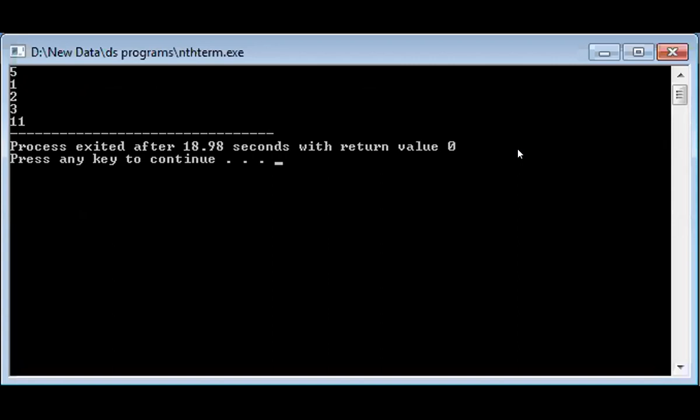So that's it. This is the solution of this recursive problem. I hope you have enjoyed this recursion and the problem and the solutions too.